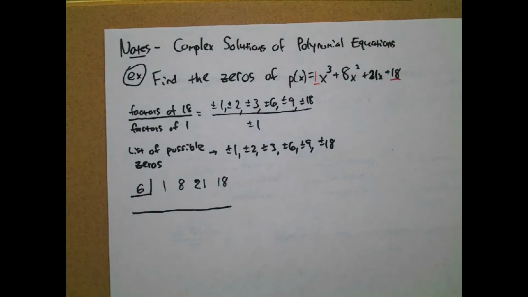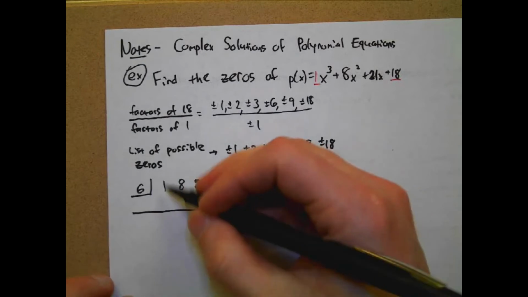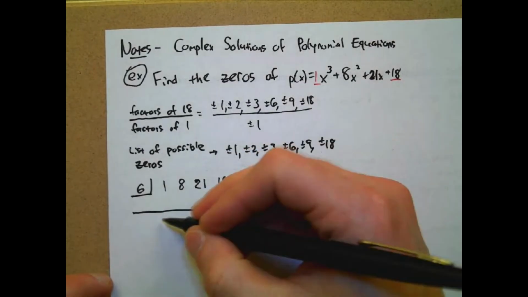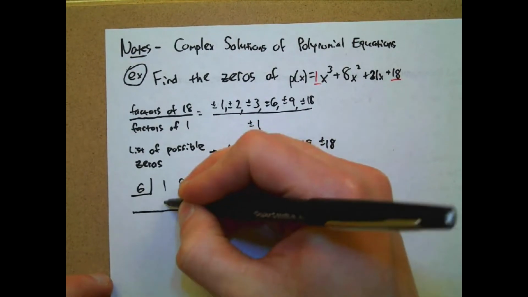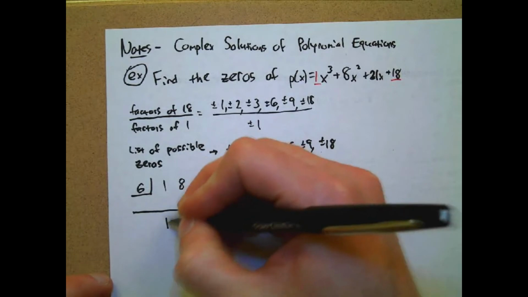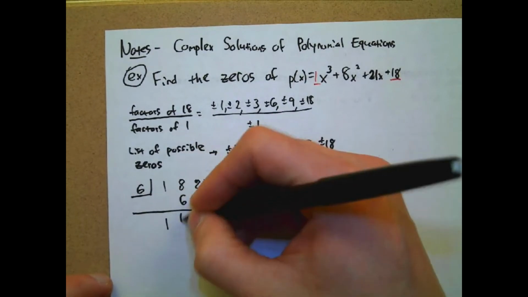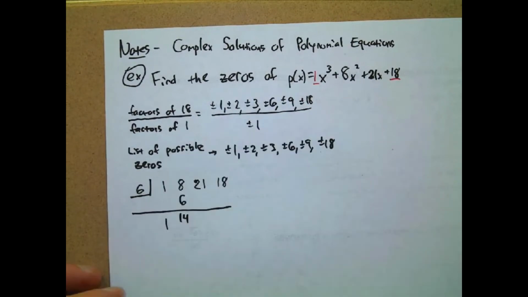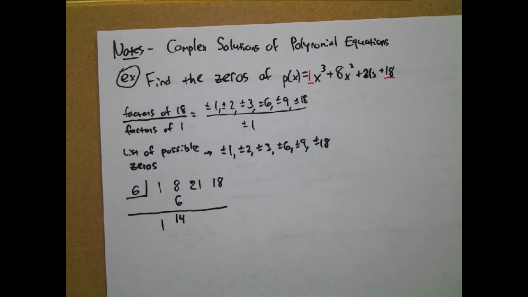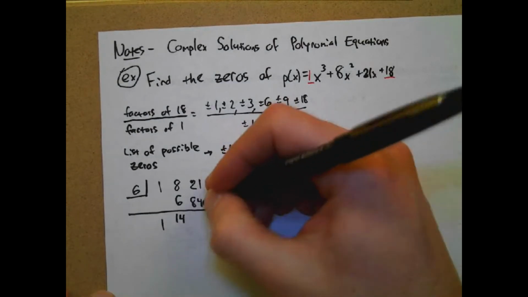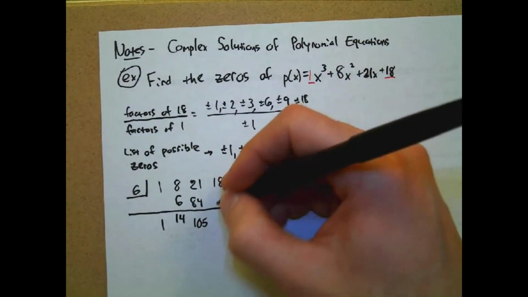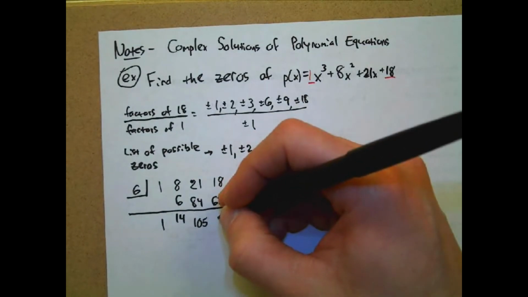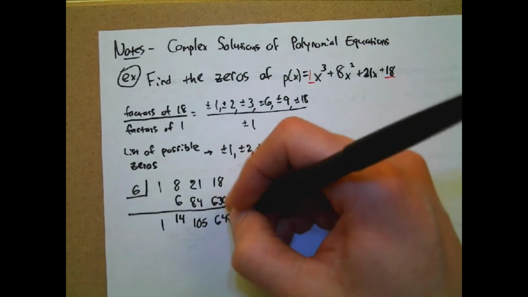Okay. Remember, for synthetic division, we add vertically, and then whatever answer we get down here, we multiply with the 6 and put it in the next column over. So for this one, there's no number for us to add with the 1, so we drop that 1 down. It'll be 1 times 6, which is 6. 6 plus 8 is 14. 14 times 6 is going to be 84. Check the work here. Yep, 84. 21 plus 84 is going to be 105. And then 105 times 6 will be 630. And then we get 648.